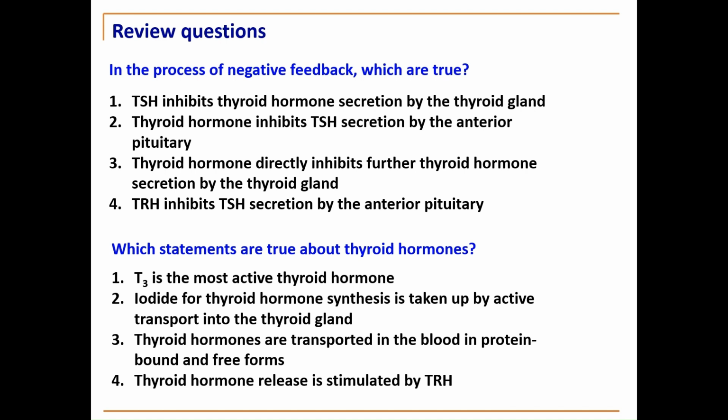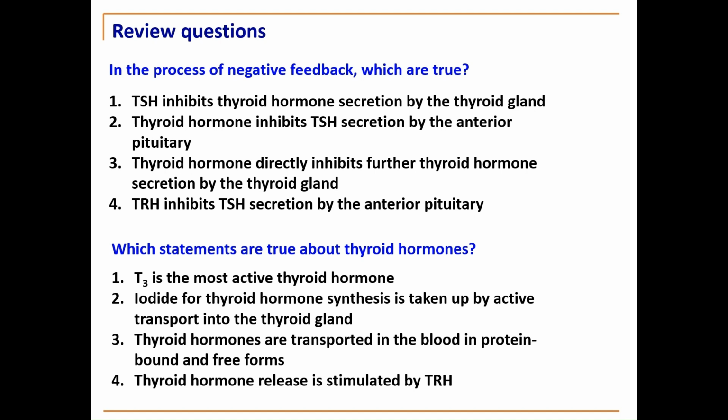Okay, so hopefully you've had a good bit of a think about this. So we'll just do the first one to start with. In the process of negative feedback, which of the following that are in front of you are true? I'll give you a clue. Hopefully you only picked one of them as being correct. And if you only picked one of them as being correct, hopefully you picked number 2. So thyroid hormones inhibit TSH secretion by the anterior pituitary. None of the others are correct.